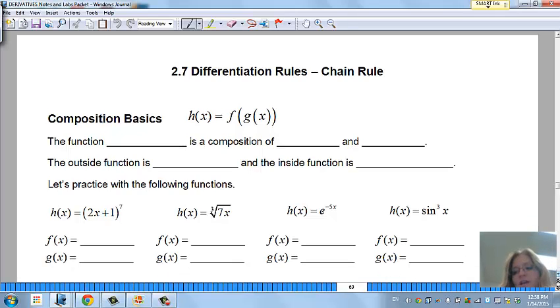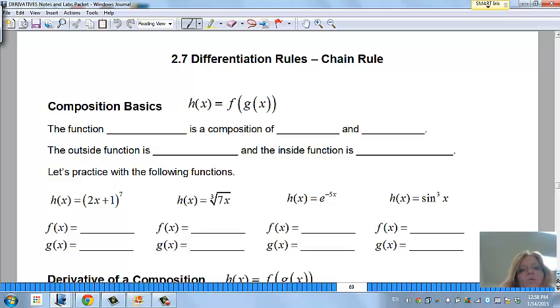So first of all, the chain rule. The chain rule is basically based on the derivative of a composition. So here I have h of x, and it's f of g of x. Those of you that are familiar with a composition, notice g of x is my inside function, it's inside here, and f of x is the outside. So I can say the function h of x is a composition of f of x and g of x. The outside function is f of x, and the inside function is g of x.